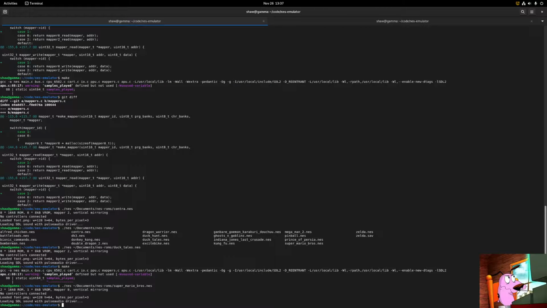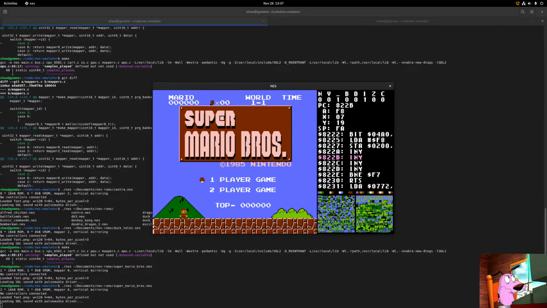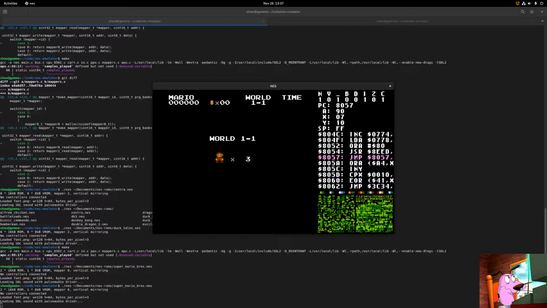Anyway, I implemented the pulse wave channels yesterday. It's taken a long time to get these things working, but yesterday they finally worked. So I can show you what that's like. I'll play Mario. This, I think, just has one channel on right now.